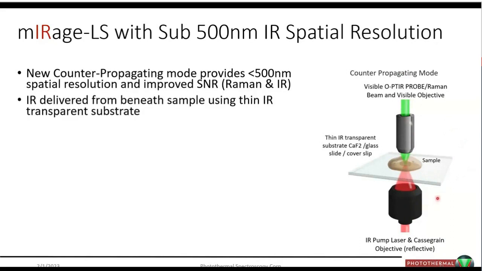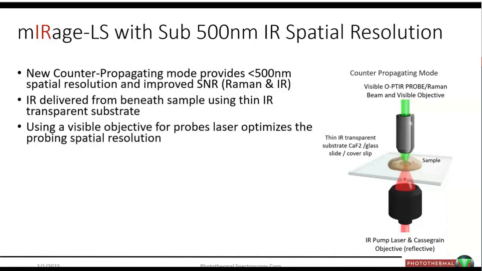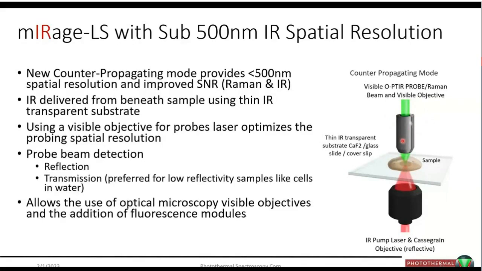That brings the infrared from the bottom. It requires a thin glass, thin infrared transparent substrate, or it could be a thin cover slip even. But the key thing there is the fact that it allows us to use high quality visible objectives for your imaging, and more on that later.